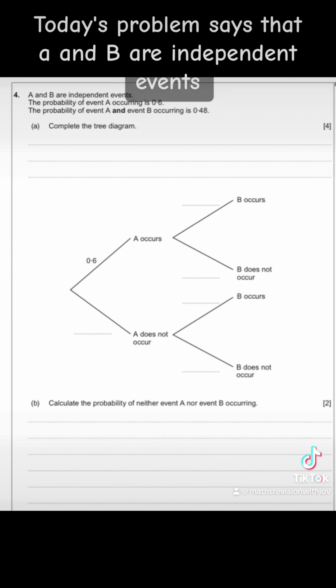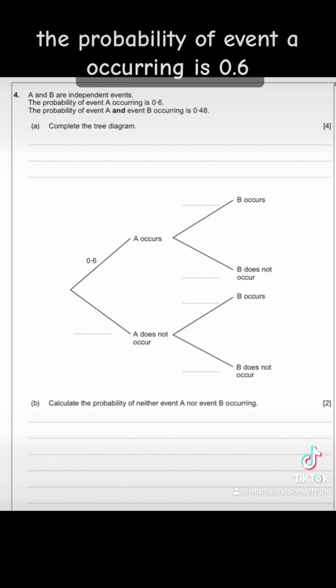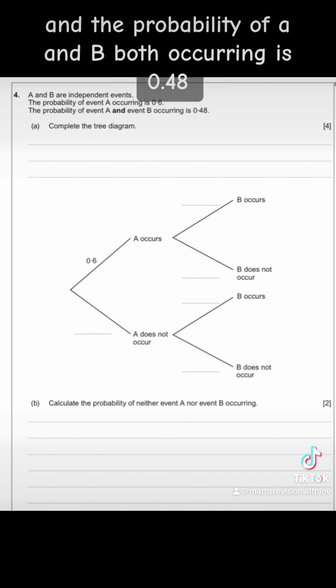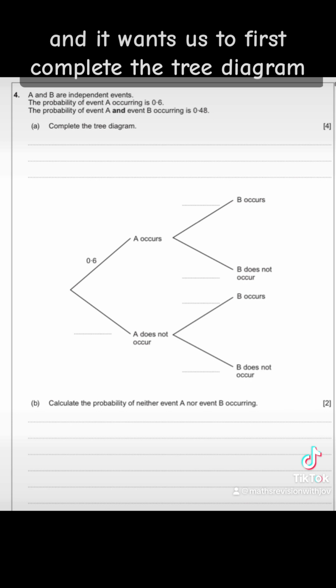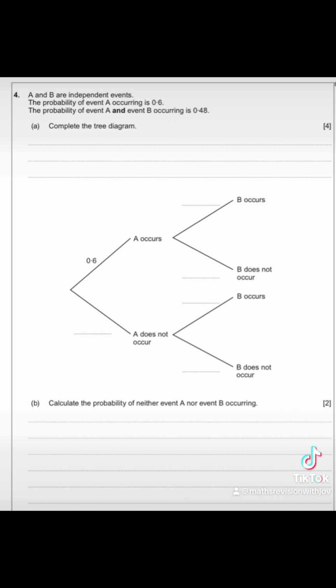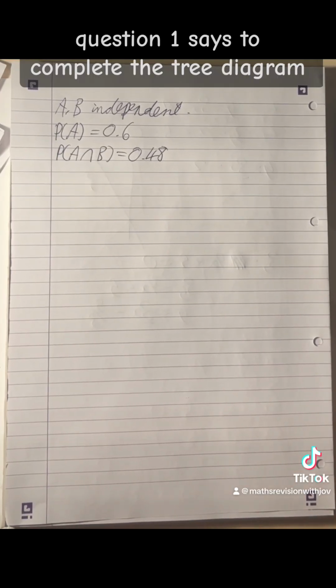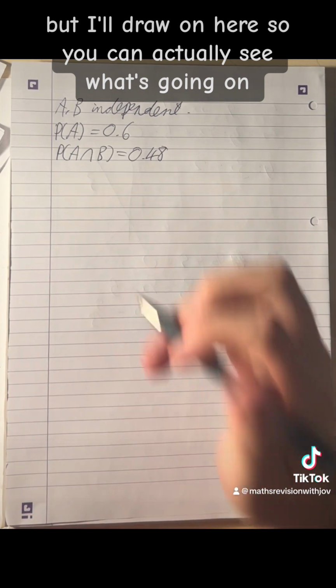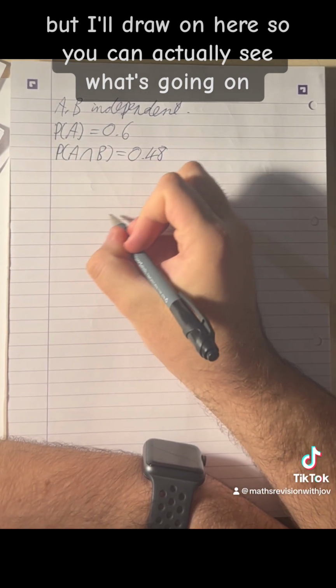Today's problem says that A and B are independent events. The probability of event A occurring is 0.6 and the probability of A and B both occurring is 0.48. And it wants us to first complete the tree diagram and then to calculate the probability that neither A or B occur. The question wants us to complete the tree diagram, but I'll draw it on here so you can actually see what's going on.